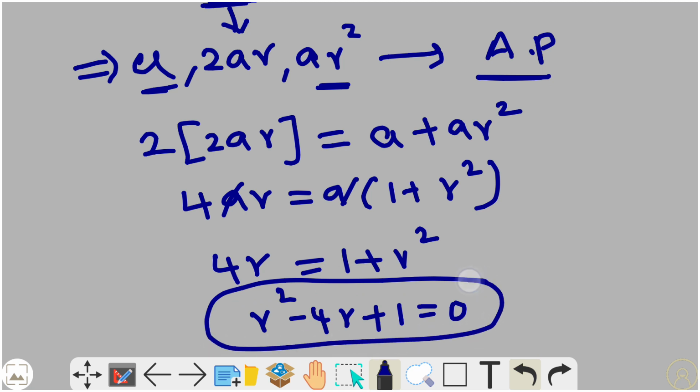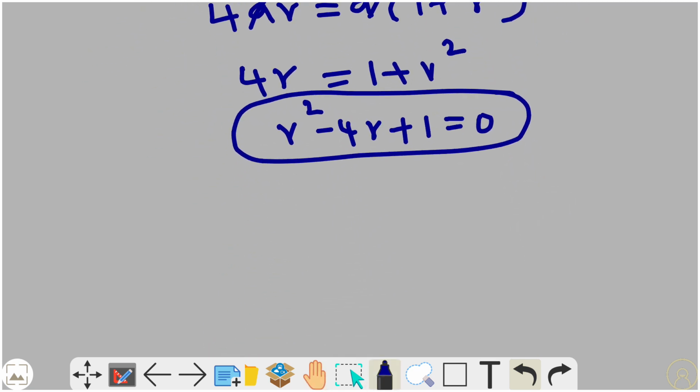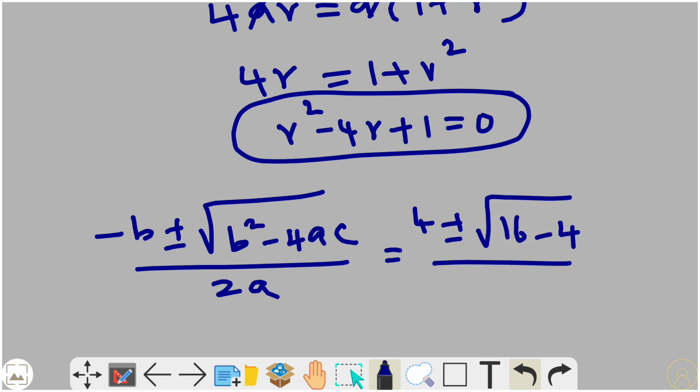This looks like a quadratic equation. We know how to solve a quadratic equation using the formula: minus b plus or minus square root of b square minus 4ac, divided by 2a. So here, 4 plus or minus the square root of 16 minus 4, divided by 2. So 4 plus or minus you will get root 12.